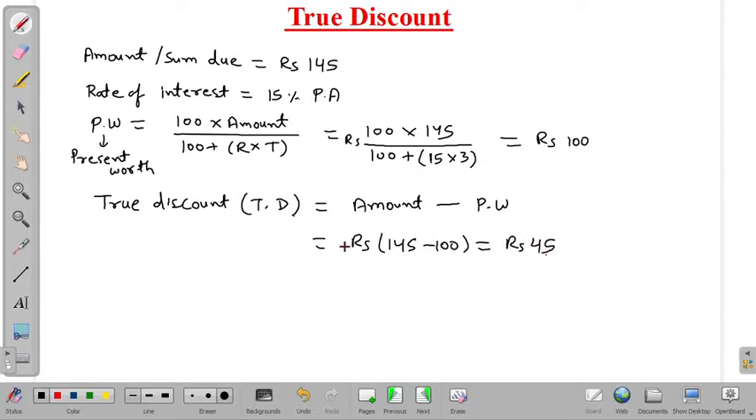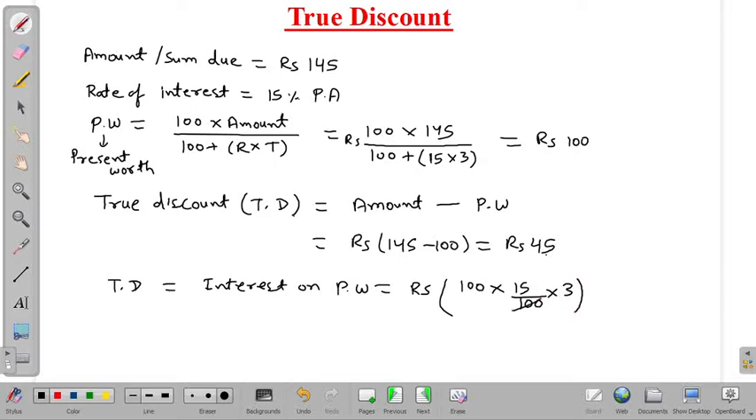One more formula for true discount you can use: true discount is equal to interest on present worth. Present worth is 100 rupees, rate of interest is 15%, so 100 into 15 by 100 into time of 3 years. The 100 will get cancelled out and you will get rupees 45.